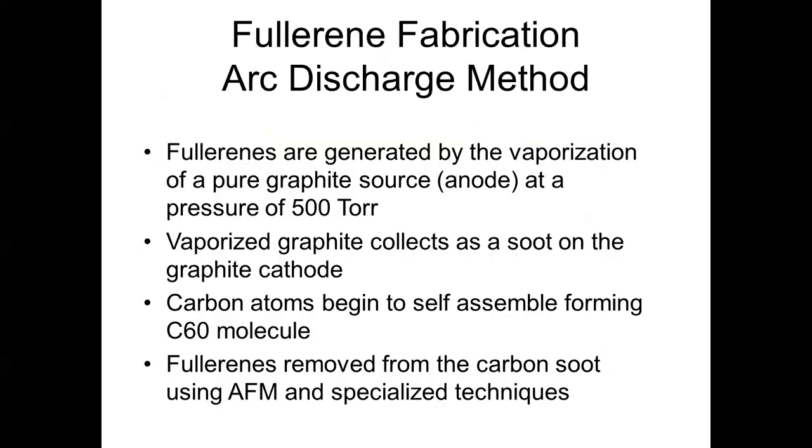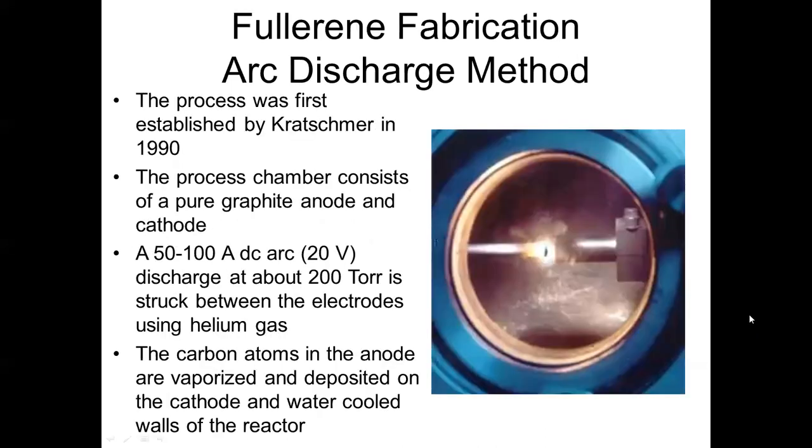So fullerenes are generated by the vaporization of pure graphite at a pressure of around 500 torr. Vaporized graphite collects as soot on the graphite cathode. Carbon atoms begin to self-assemble, forming a C60 molecule, and fullerenes are removed from the carbon soot using AFM, and specialized techniques are used to sort the different types of configurations.